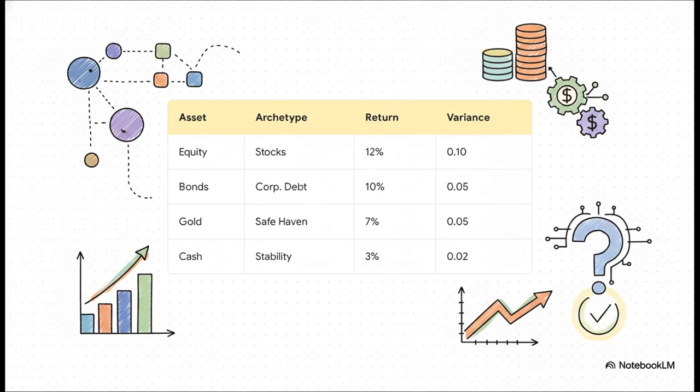We have equity. Think of it as high-growth stocks. It's got a great potential return, but it's also pretty volatile. Then we have bonds, still a solid return, but with about half the risk.